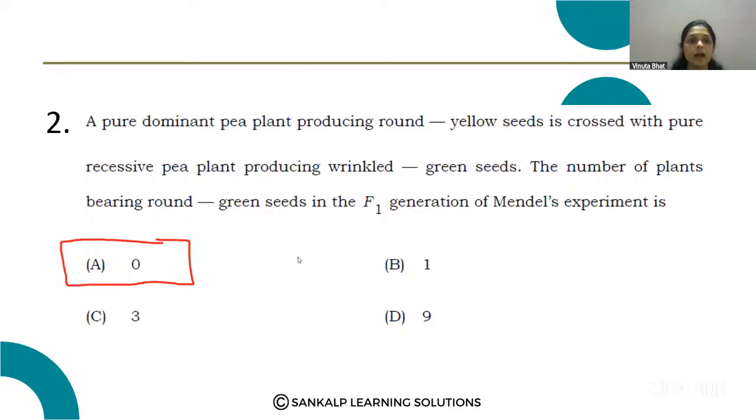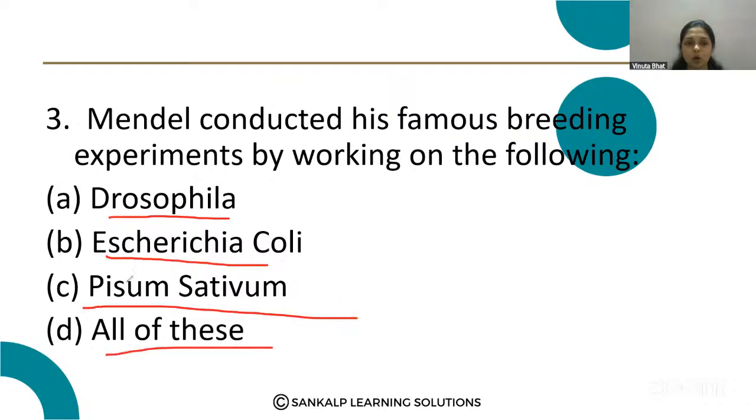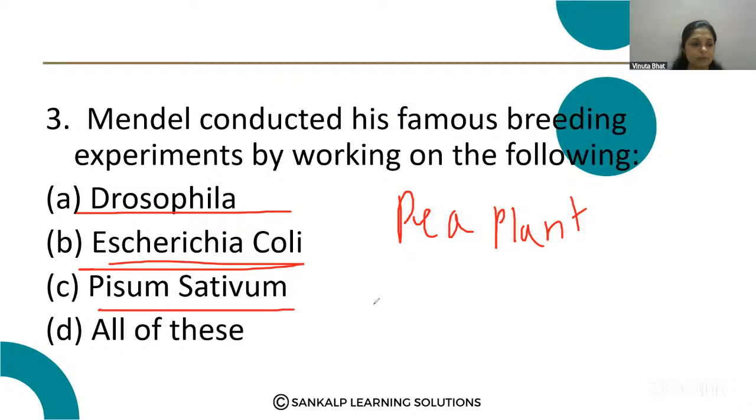Next question. Mendel conducted his famous breeding experiments by working on the following: Drosophila, Escherichia coli, Pisum sativum, all of this. Here, Mendel conducted his experiments on the pea plant, right? Pea plants, not on Drosophila, not on bacteria. What is the scientific name of the pea plant? That is Pisum sativum. Option C is the correct answer.